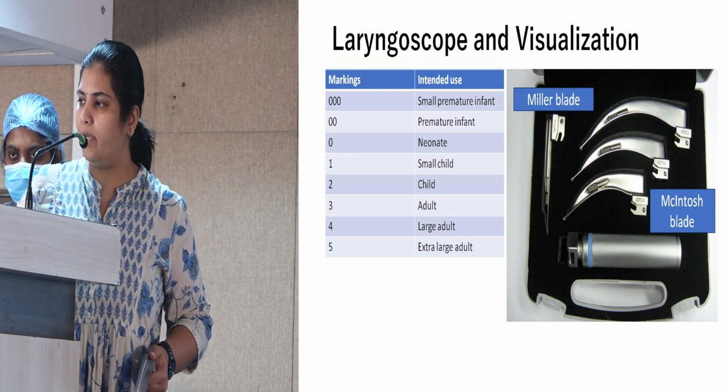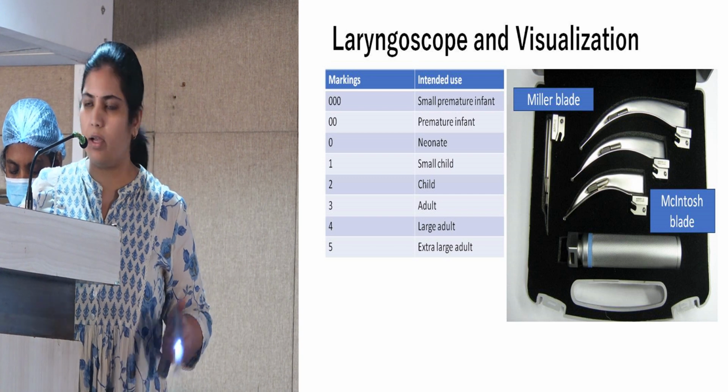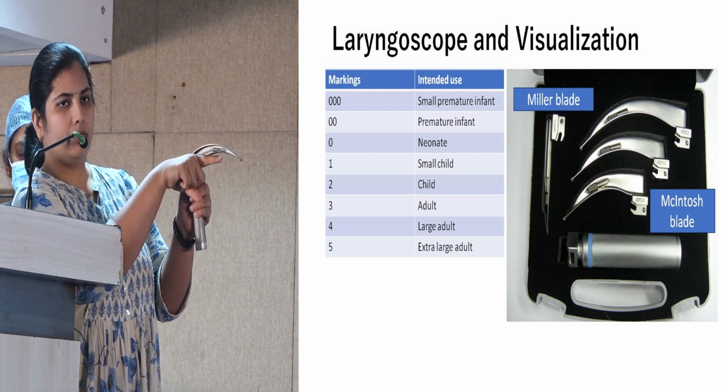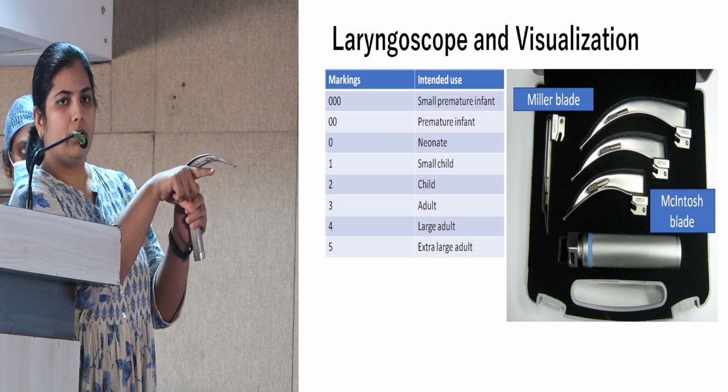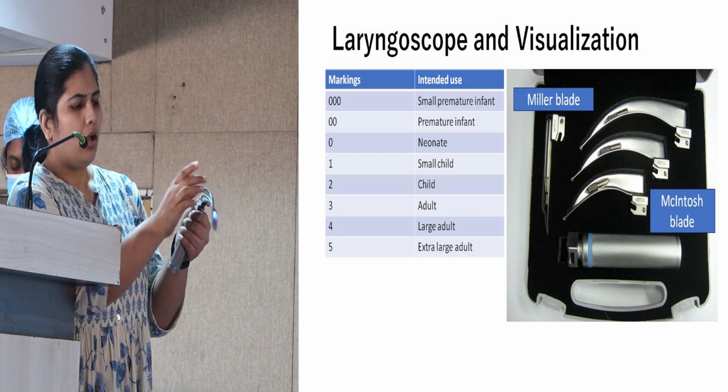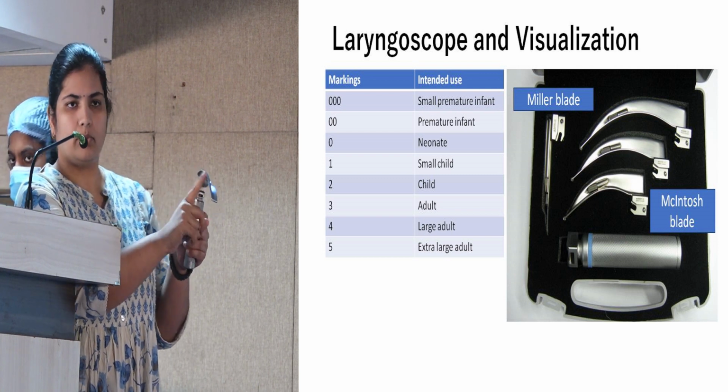So we have another blade, Miller blade. This is a sharp blade. Actually, this blade has a curve, but for a Miller blade, it is a straight blade. Usually for neonates and small infants, we have to keep Miller blade also ready. For other patients, this size is okay.